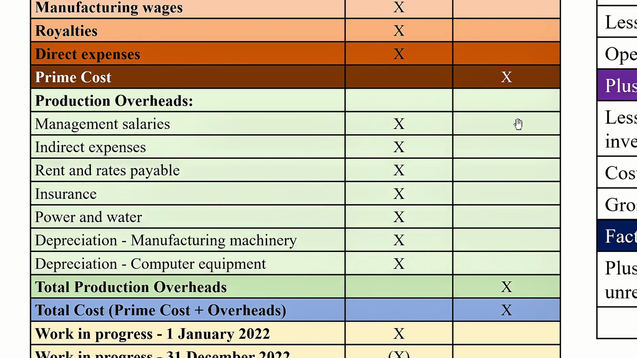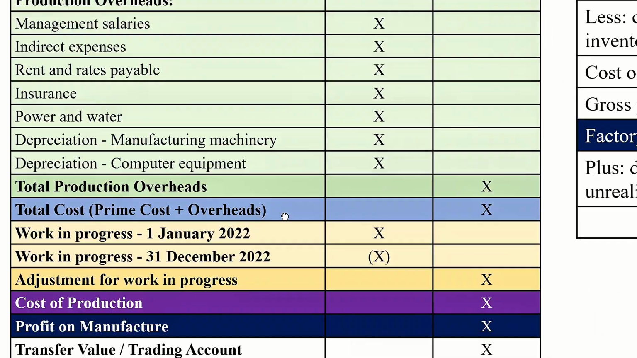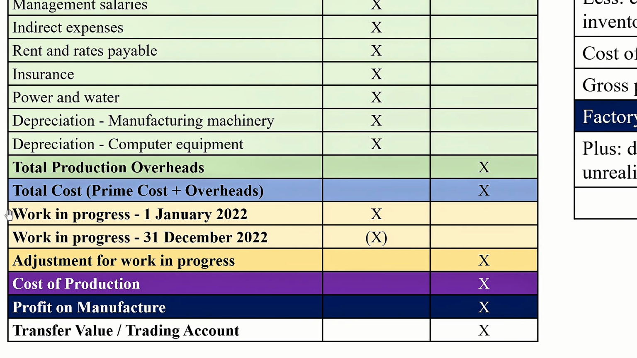Now, prime cost plus the production overhead is added in order to find the total cost, which is an addition of prime cost and overheads. As we discussed before, add opening work in progress, deduct closing work in progress, adjustment for work in progress. Sometimes this value can be a negative value. In that case, you use the brackets if the closing work in progress is greater than the opening work in progress. Now we have the total of prime cost and overhead. With that, you adjust for the work in progress and you figure out the cost of production.